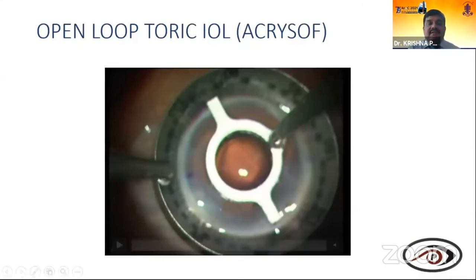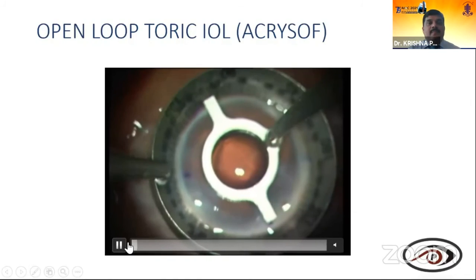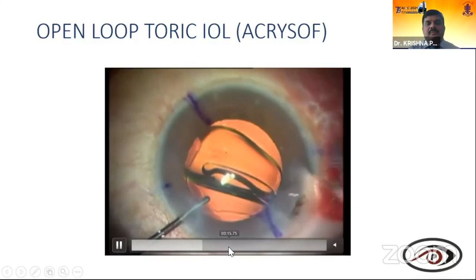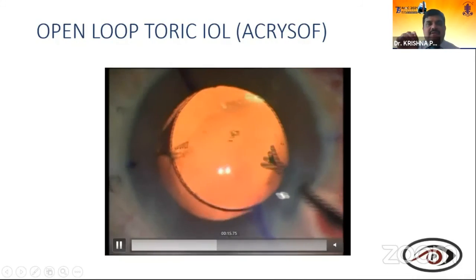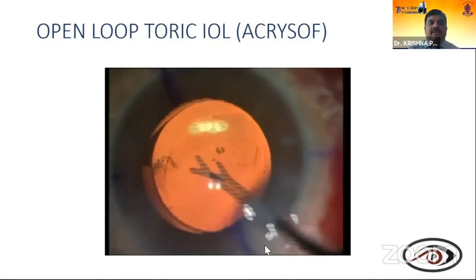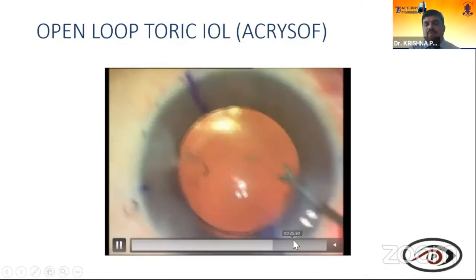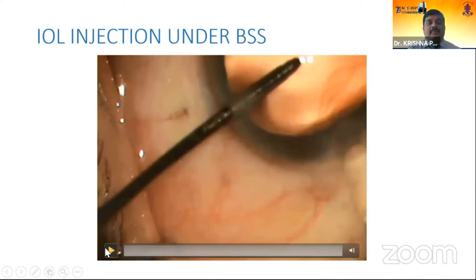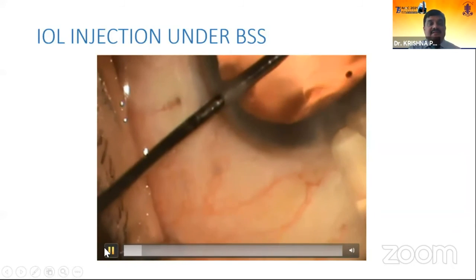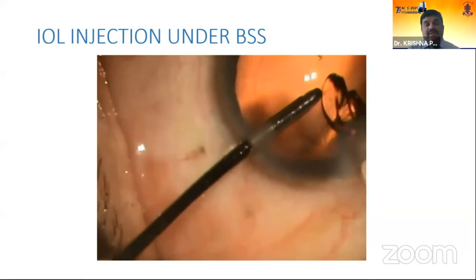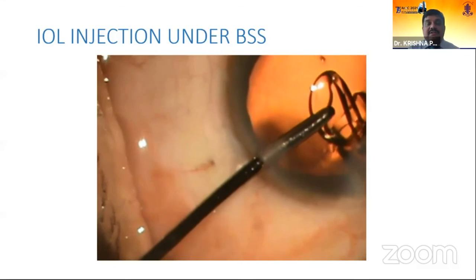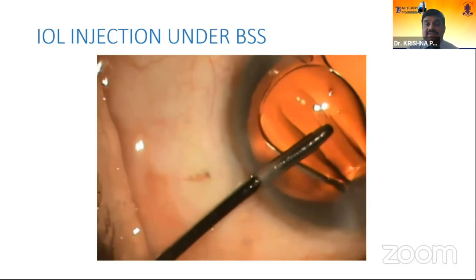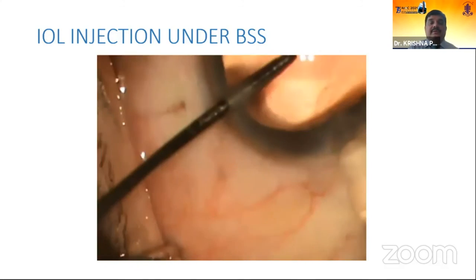Even this AcrySof IQ is a sort of open loop lens, but the principle is the same, that here you have to be more accurate while placing it. It has a dotted mark on the lens, so you have to align it properly. Once again, make sure that you remove the viscoelastic underneath the lens. One more best method to put the toric lens is injection under BSS, which is very important. Here you will not be putting any viscoelastic underneath the lens, so chances of lens rotation will be much lesser postoperatively.